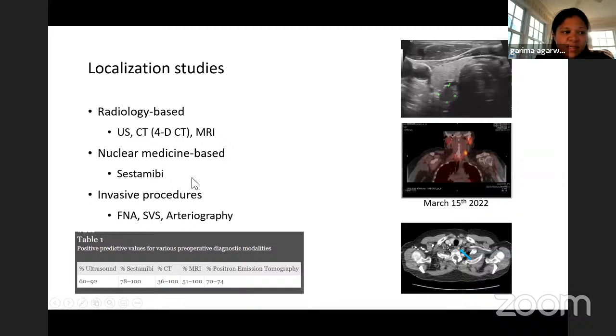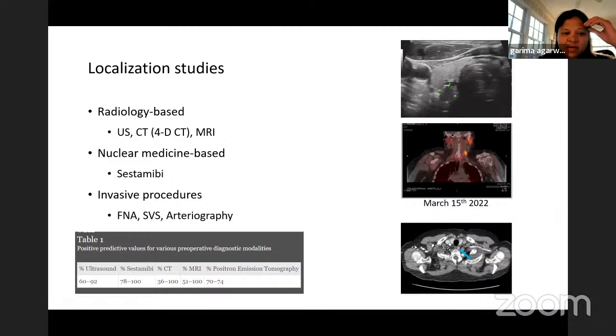Sestamibi, basically, we inject technetium-99, or the radiologist or nuclear medicine person injects technetium-99. And then early images are taken at 15 minutes and delayed images are taken at 2 hours. And it captures that the thyroid has an early washout of the contrast versus the parathyroid glands, which have delayed washout.